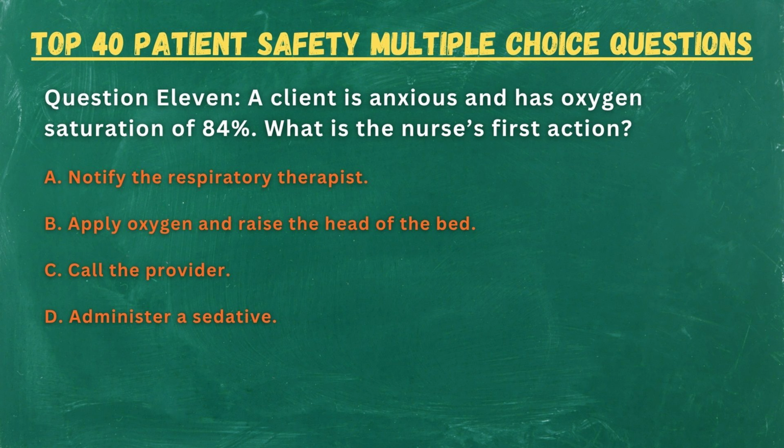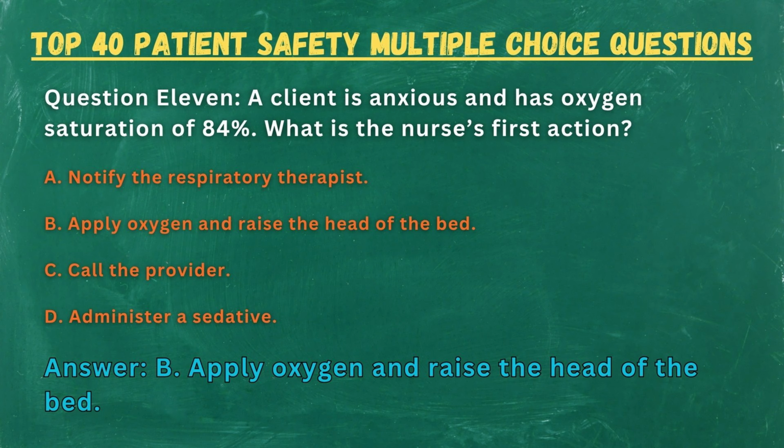Question 11. A client is anxious and has oxygen saturation of 84%. What is the nurse's first action? A. Notify the respiratory therapist. B. Apply oxygen and raise the head of the bed. C. Call the provider. D. Administer a sedative. Answer. B. Apply oxygen and raise the head of the bed.